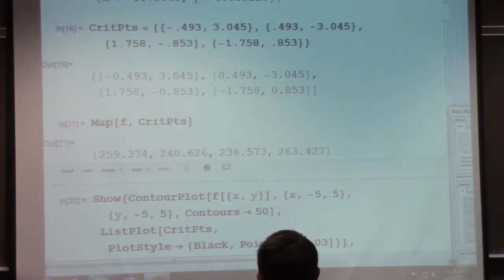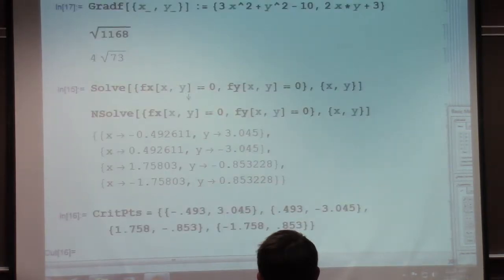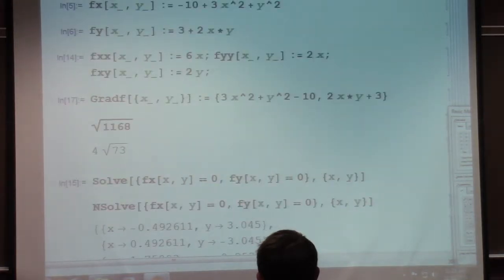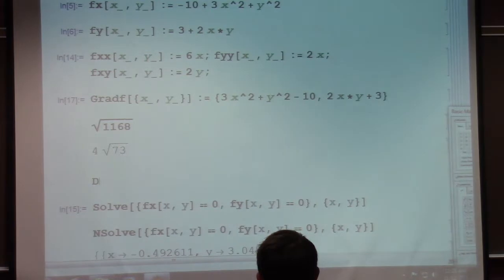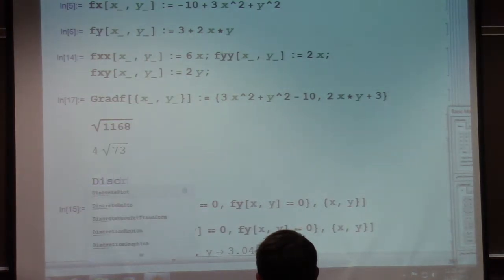Let's use the discriminant test here, the second derivative test involving the discriminant. I can't just use a capital D in Mathematica because that's reserved for derivative. How about I call it discrim?